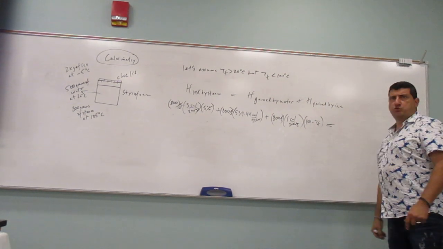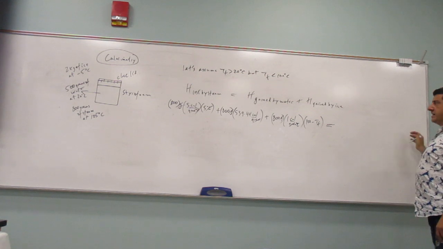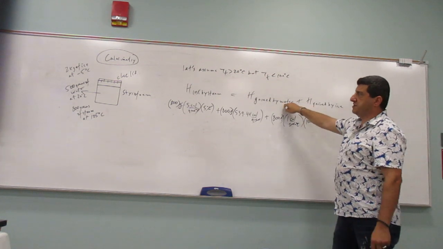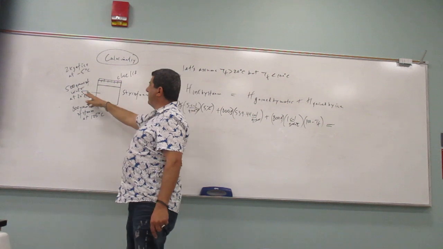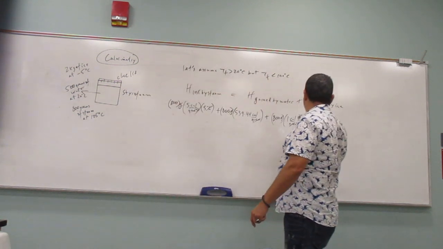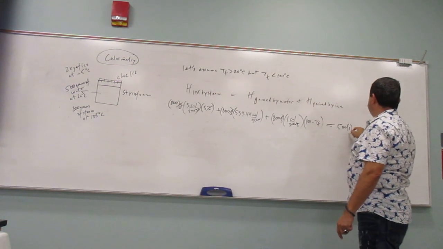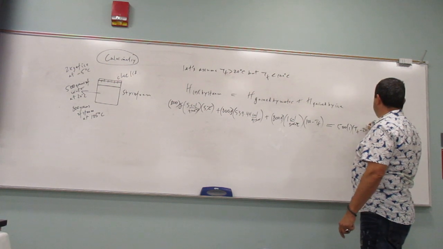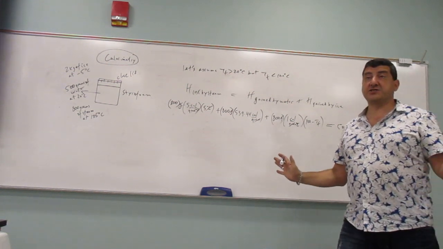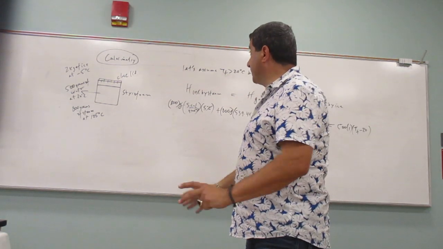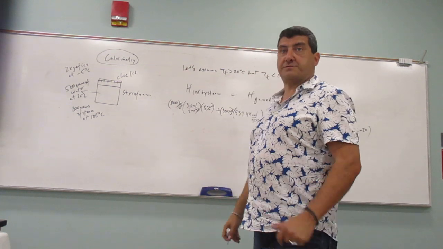Okay, now that's equal to the heat gained by all the other stuff. But the water is easy. It's just going to be 500 times 1 times TF minus 20, because the water is not changing phase or anything. All it's doing is increasing its temperature.